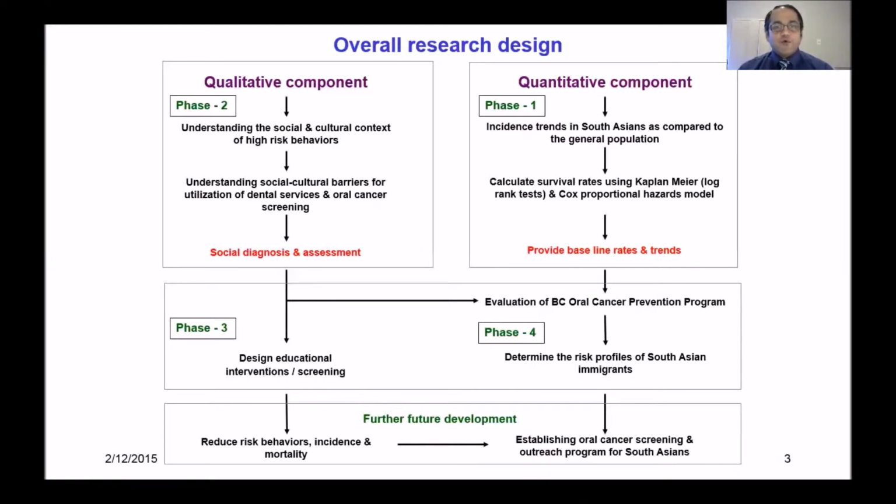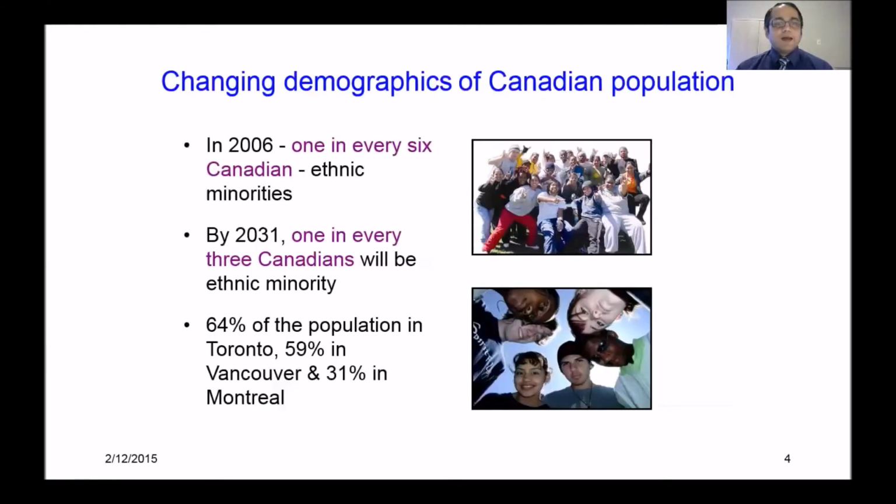The findings of the qualitative study were used to design educational interventions for South Asians. In phase 4, we conducted an analysis of the ongoing study under the BC Oral Cancer Prevention Program. The ultimate goal of this research project is to reduce the incidence and mortality of oral cancers among South Asians in British Columbia.